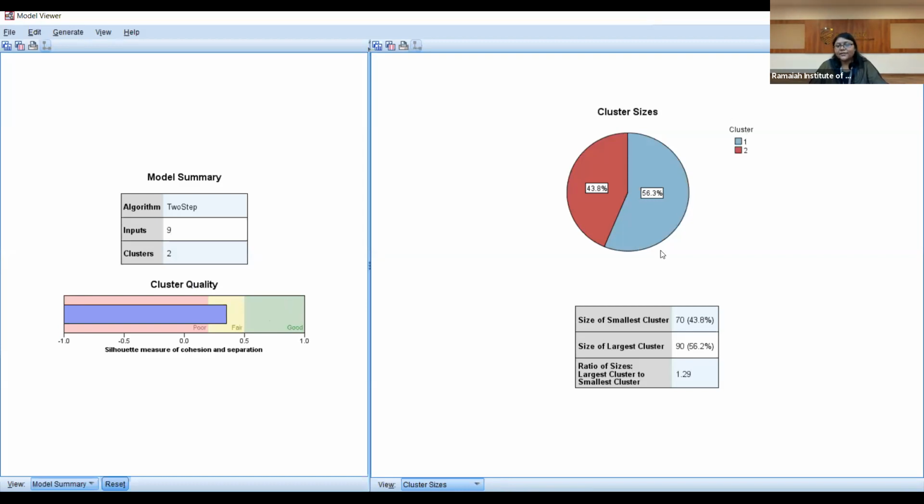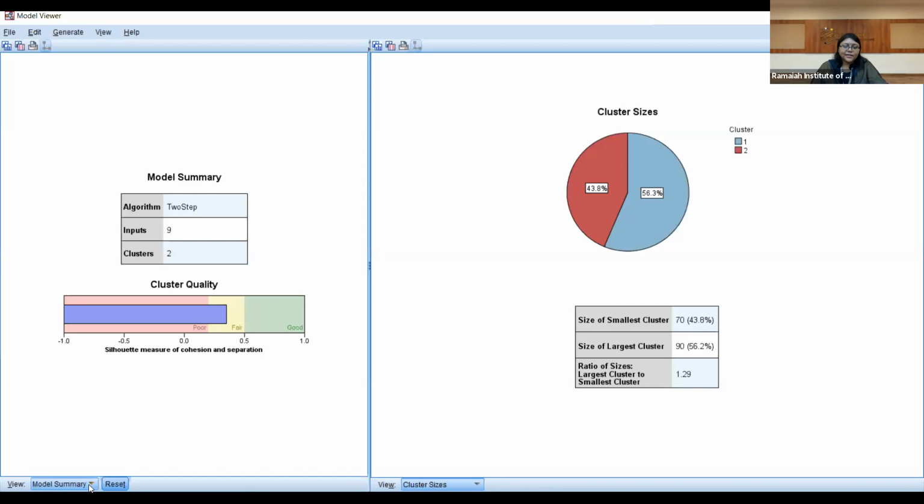Now, to the right-hand side, I told you that it is in a report format. That means it will give you all graphical representation. It will give you the details: the size of the smallest cluster is 70 and the size of the largest cluster is 90, because the total number of data that we have is 160. And the ratio between the largest and the smallest cluster is 1.29.